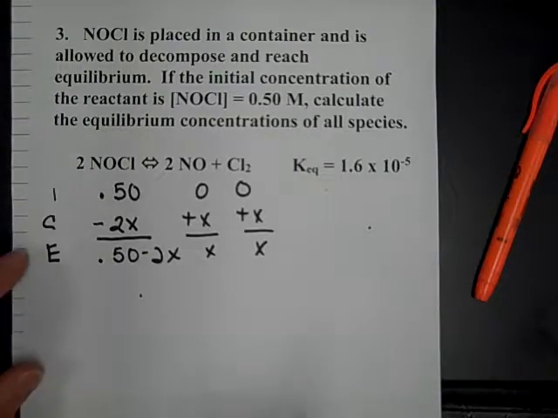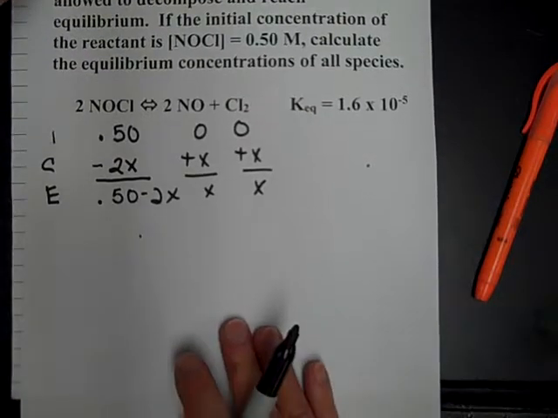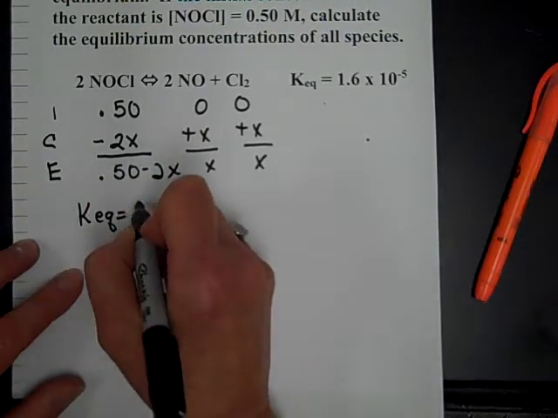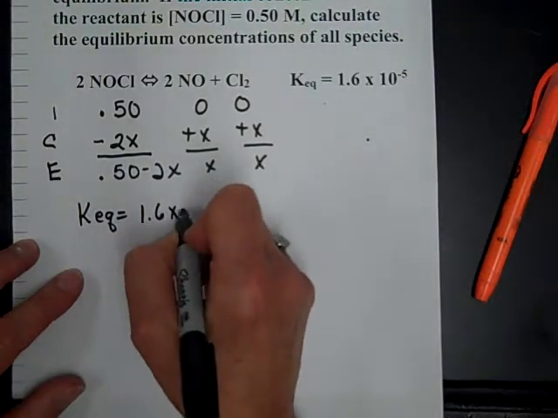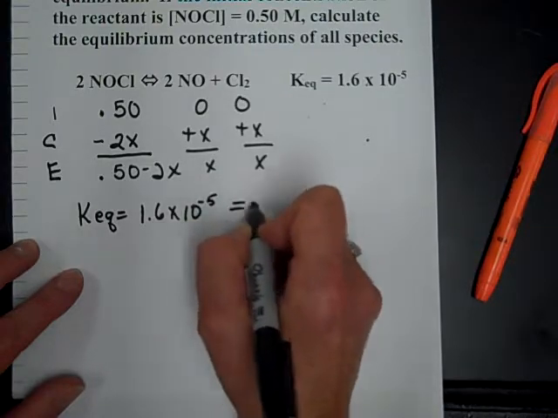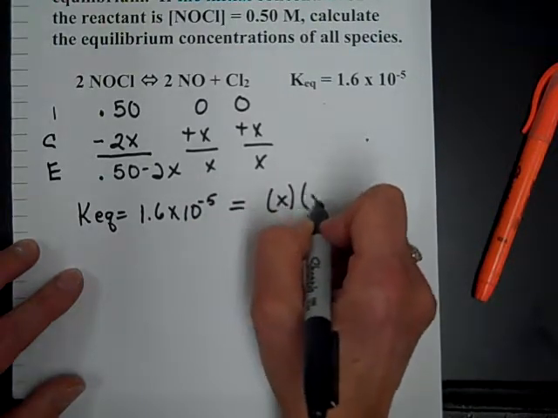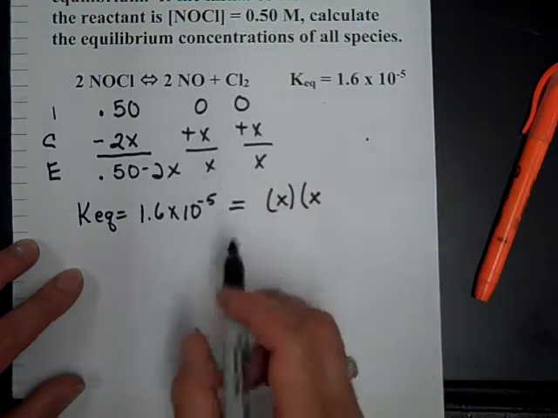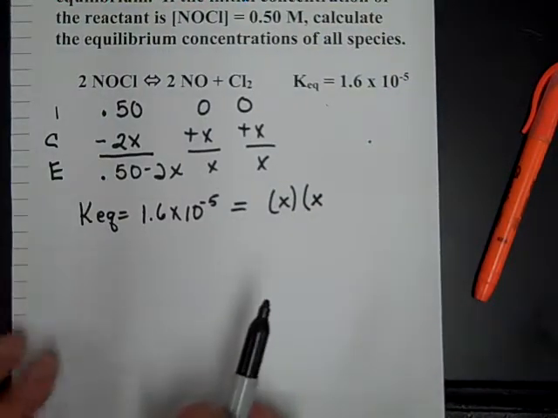Now let's plug that into the equilibrium expression. I'm going to scoot this up a little bit here. K_eq, which is 1.6 times 10 to the negative fifth, equals x times x. Oh, I made a mistake here. Did you guys recognize the mistake I made?